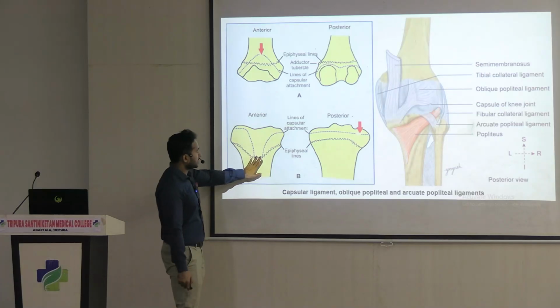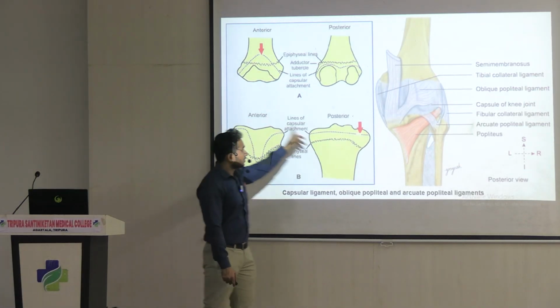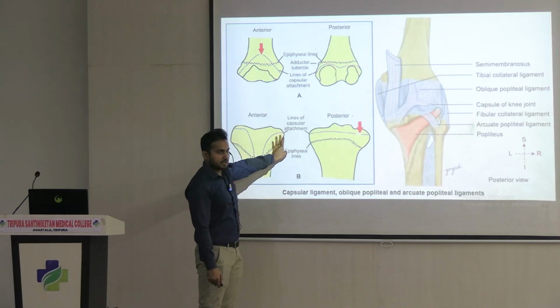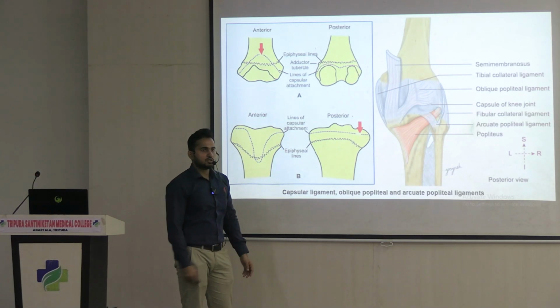Same thing for the tibia also. This is the anterior aspect. This is the posterior aspect. Okay? So I think this diagram is easier. Now these are the 3D diagrams where you can see the posterior aspect of the joint capsule.